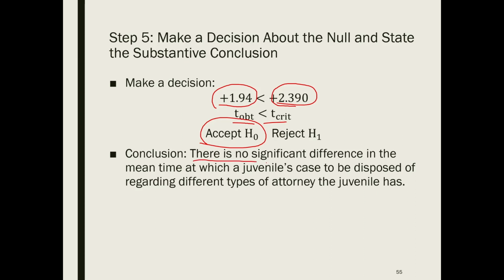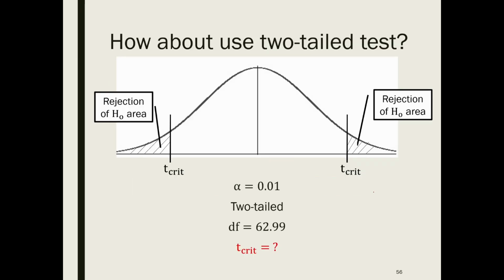The conclusion is there is no significant difference in the mean time at which the juvenile's case is disposed, regarding the different types of attorney the juvenile has. Okay.